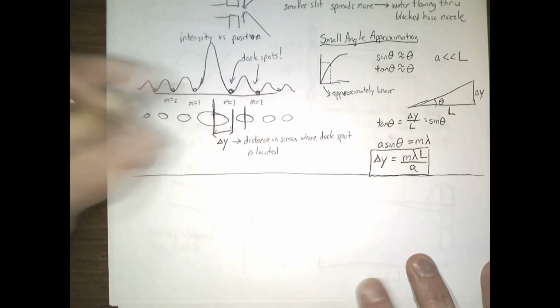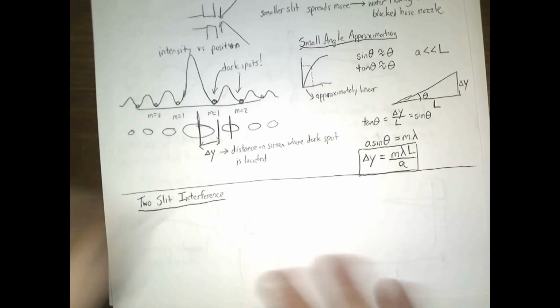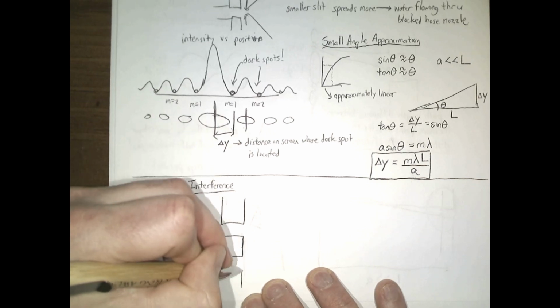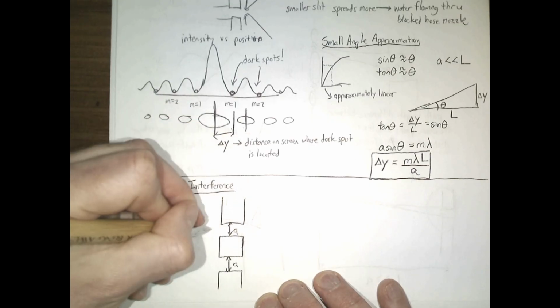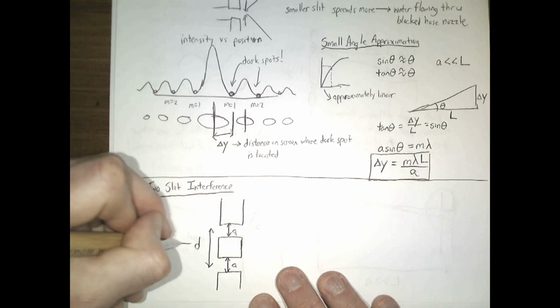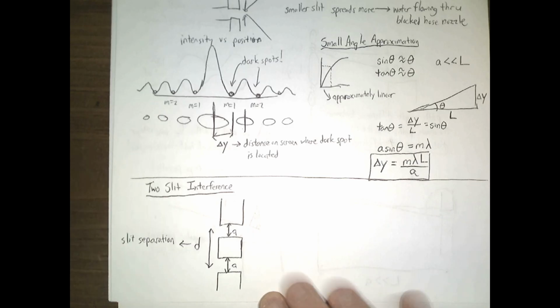Now that we've finished single slit diffraction, we can look at two slit interference. Instead of a single slit, now we have two slits. Each of these is still going to have a width A, but now we're going to measure from the center of one slit to the center of the other a distance D. So D is going to represent the slit separation. If we shine our laser or our light on this system, we get a different kind of pattern.